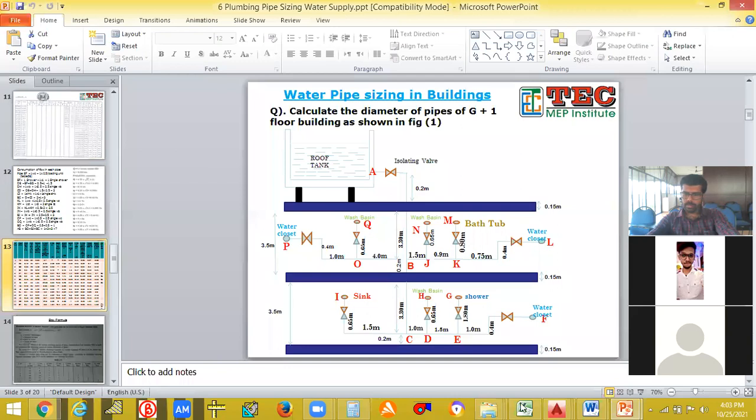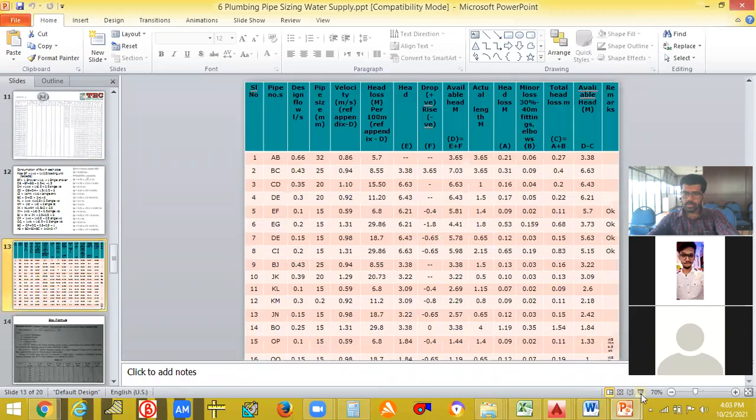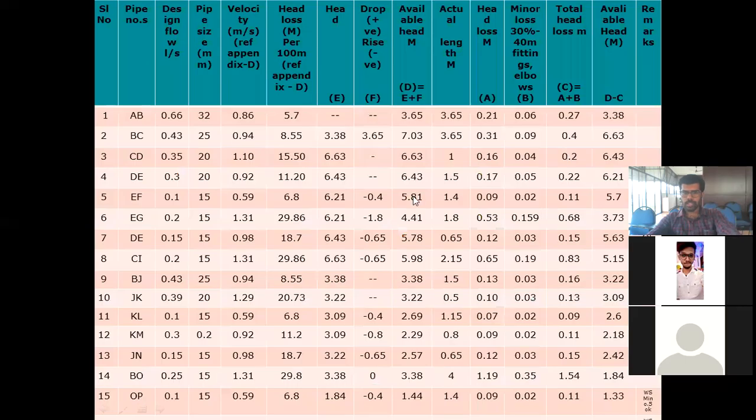So 0.4 is the negative. Then available head, how much? 5.81. If you are adding 6.21 plus minus 0.4, you will be getting 5.81.